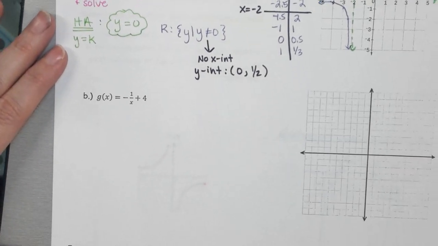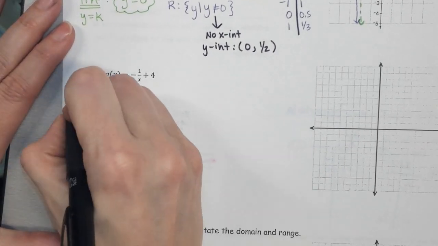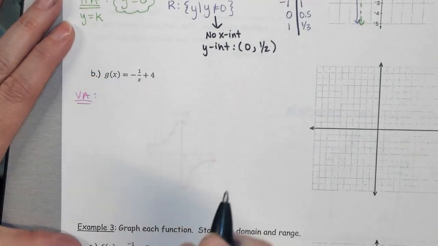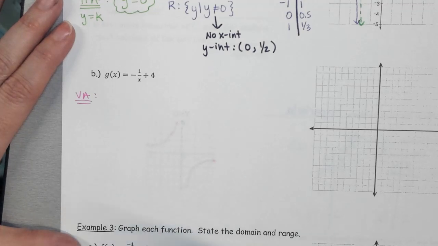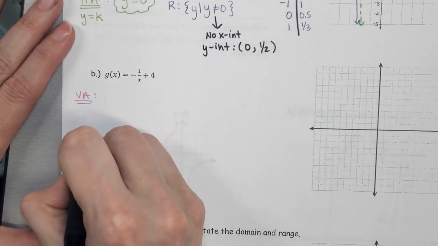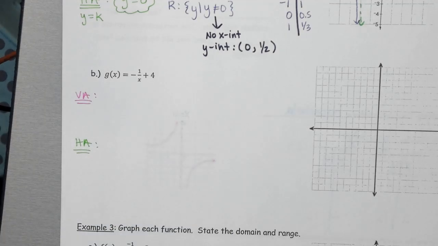Okay, so for part B, I want you guys to start by finding the vertical asymptote and the horizontal, just like we did before. And then once you find the vertical and the horizontal, will you find the domain and the range?